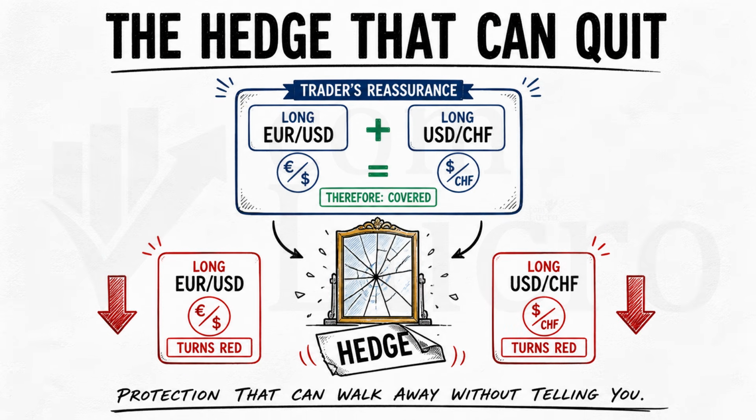And the most dangerous version of all is leaning on a negative correlation as a hedge. "I'm long Euro USD and long USD CHF, so I'm covered." You're covered exactly as long as that mirror holds, and when it loosens, and it will, both sides can lose together. A hedge that's allowed to quit without telling you was never really a hedge.